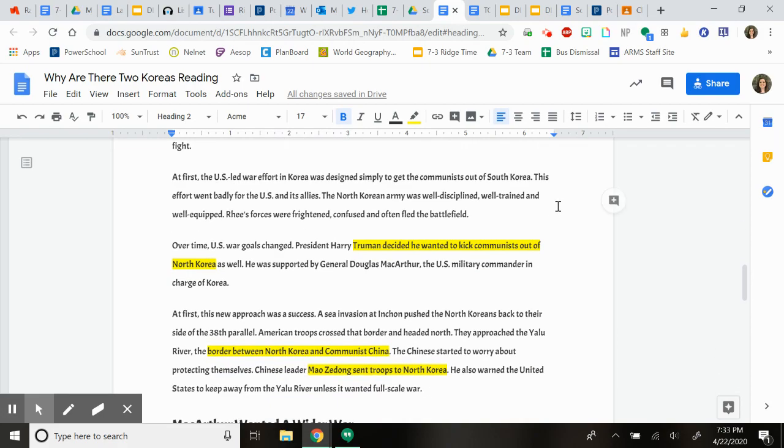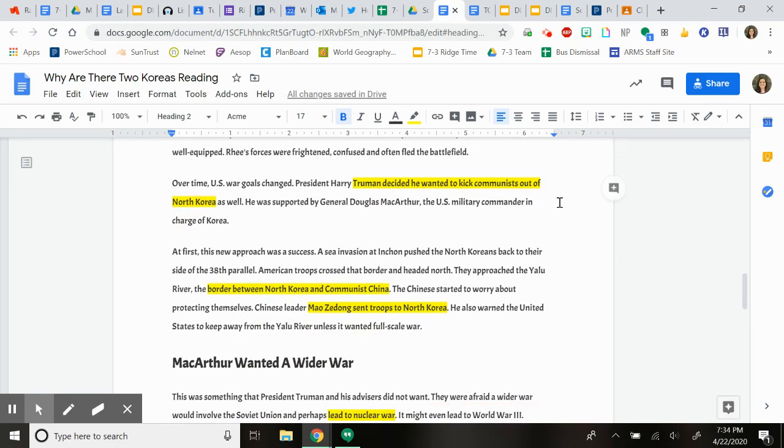At first, the U.S.-led war effort in Korea was designed simply to get the communists out of South Korea. This effort went badly for the U.S. and its allies. The North Korean army was well-disciplined, well-trained, and well-equipped. Rhee's forces were frightened, confused, and often fled the battlefield. Over time, U.S. war goals changed.